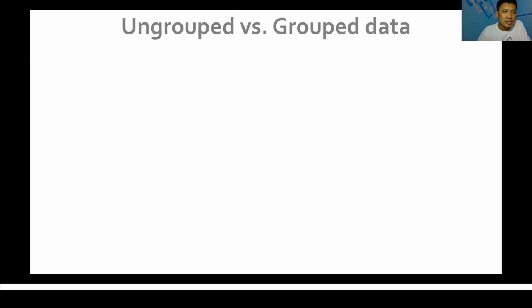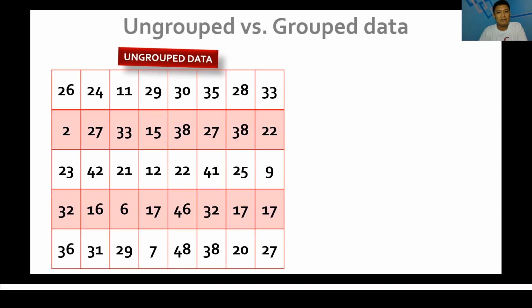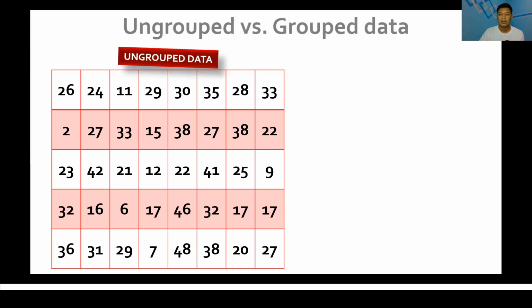When can we say that the data are ungrouped and the data are grouped? Take a look at this. We can say that the data are ungrouped if they are just written this way, meaning they are not organized. They don't have categories or classifications.